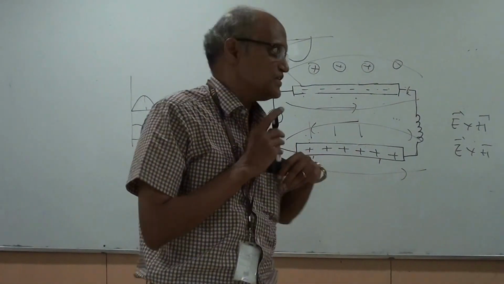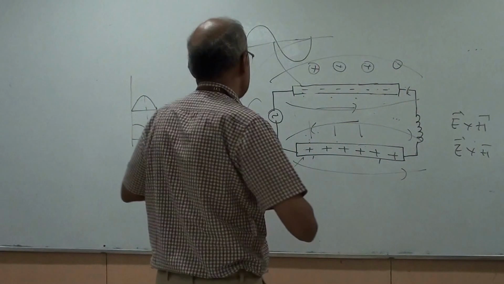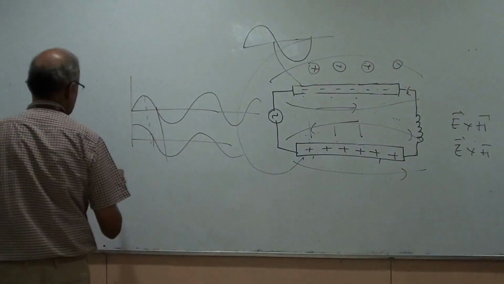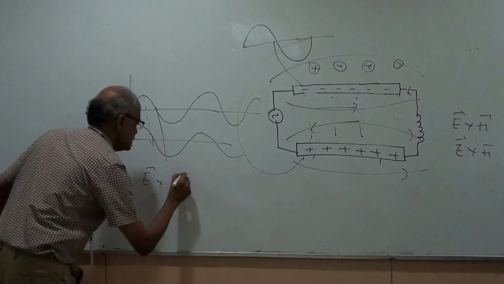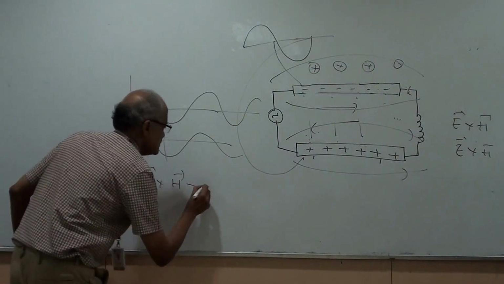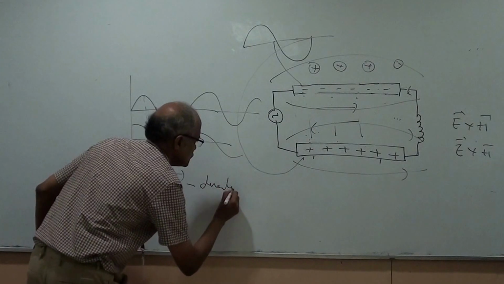Okay, so that is the effect of the Poynting vector. The Poynting vector is, as we know, the direction E cross H. The direction E cross H gives the direction of power flow.